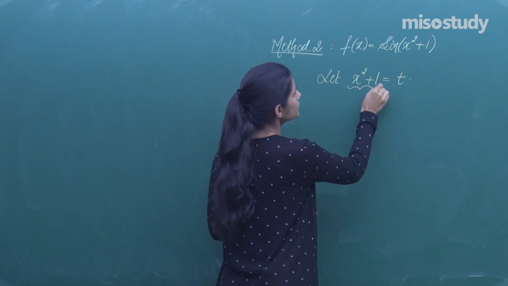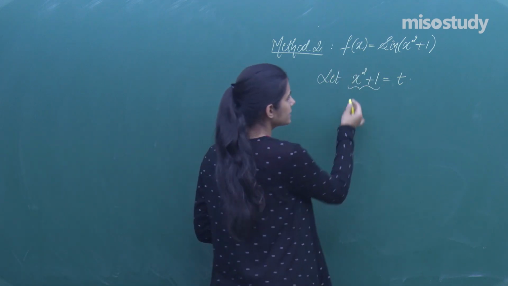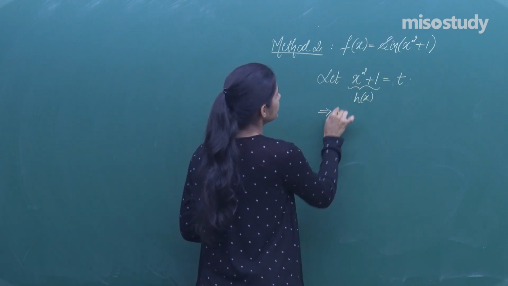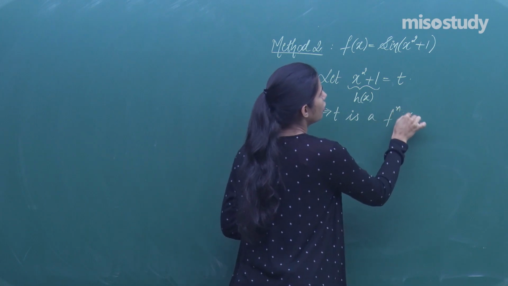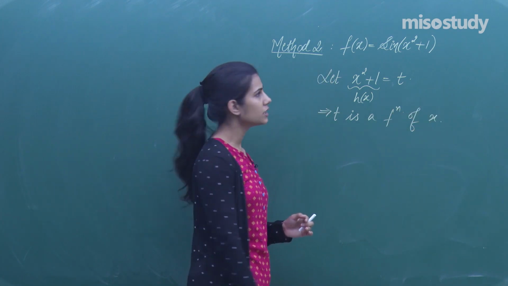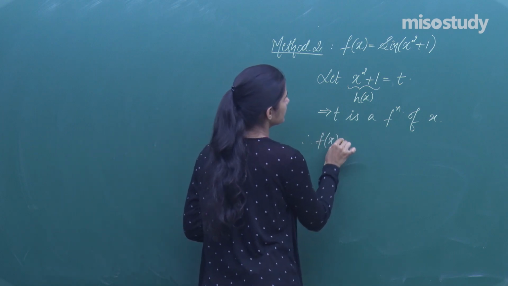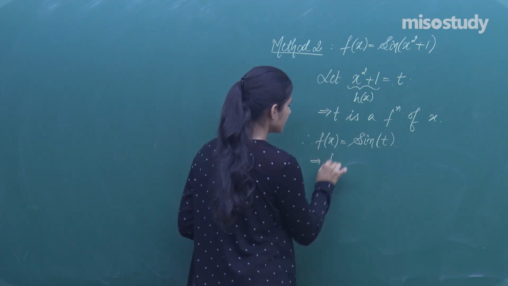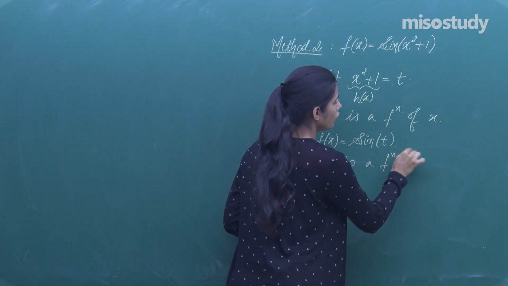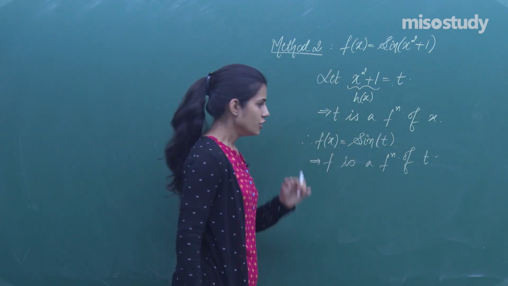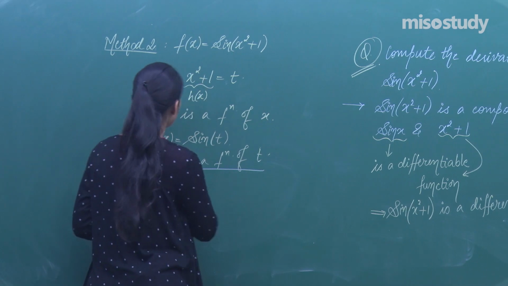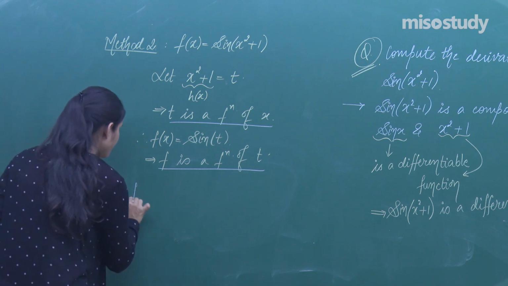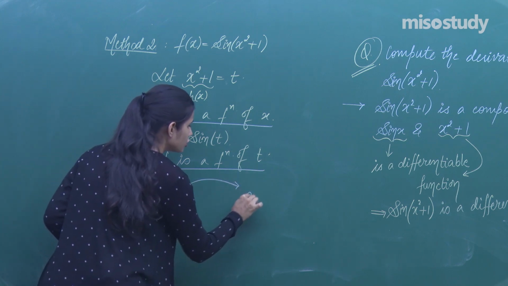Fine. Here this is what? x square plus 1 is t. Suppose I'm taking this as h of x. Fine. This implies t is a function of x. Cool enough? Therefore, f of x is equal to sine t. This means f is a function of t. So I have what? f is a function of t and t is a function of x. Try to get the chain, the link, the connection. f is a function of t, t is a function of x.